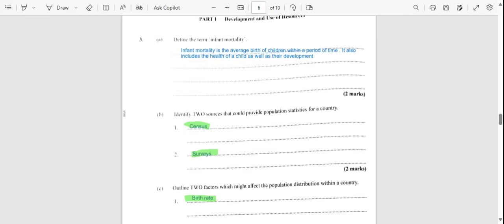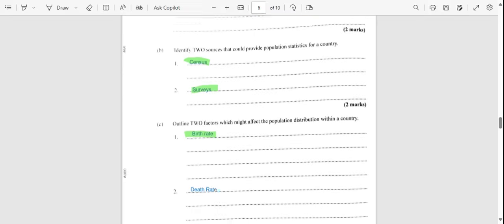Very simple. And guys, to be honest, this is a very easy paper. This was very, very simplistic. Easy grade one. Easy pass rate. Nothing too difficult. You shouldn't really have a lot of issues when it comes down to this.